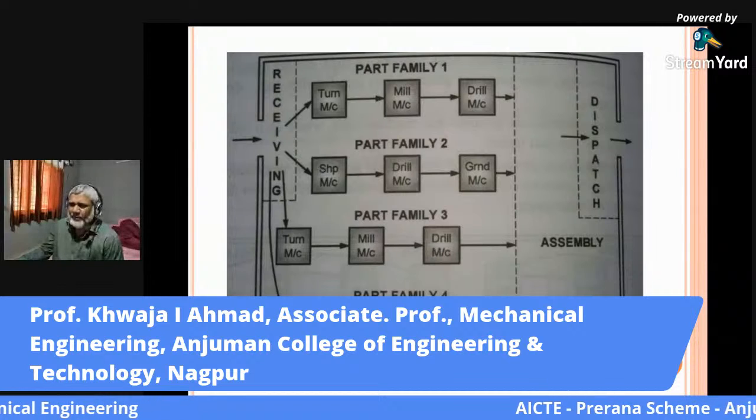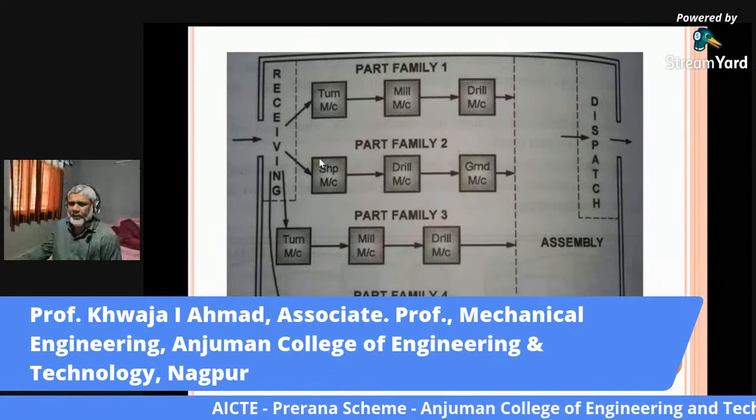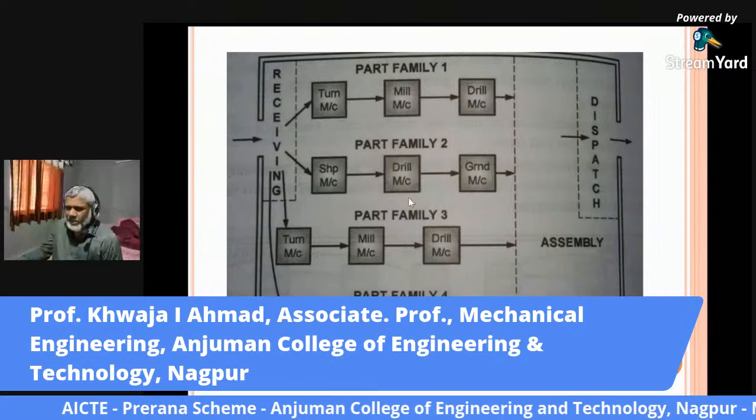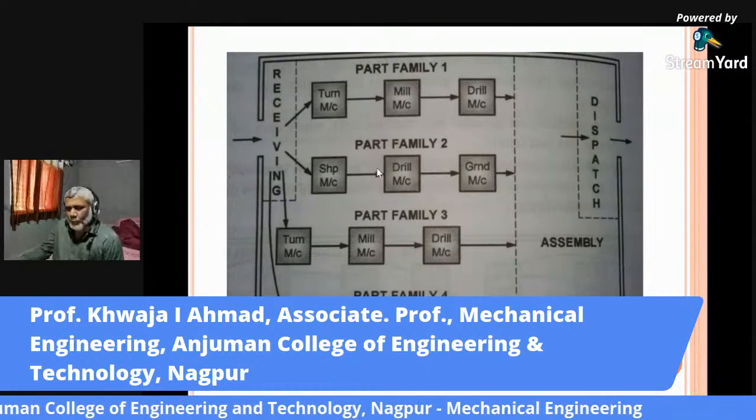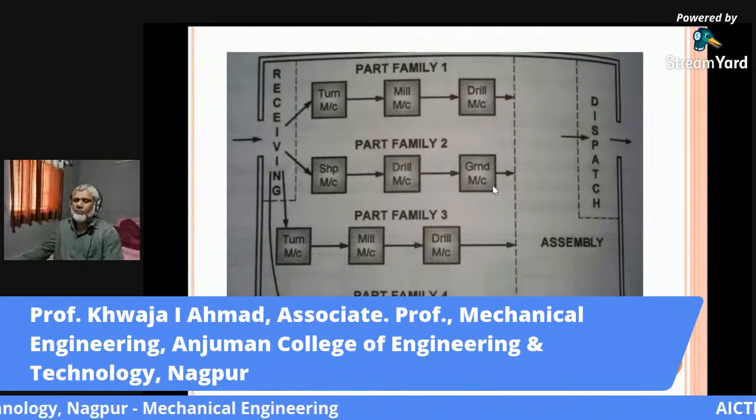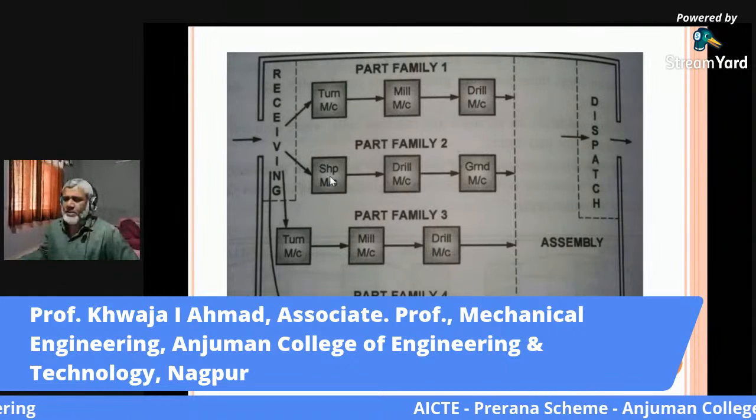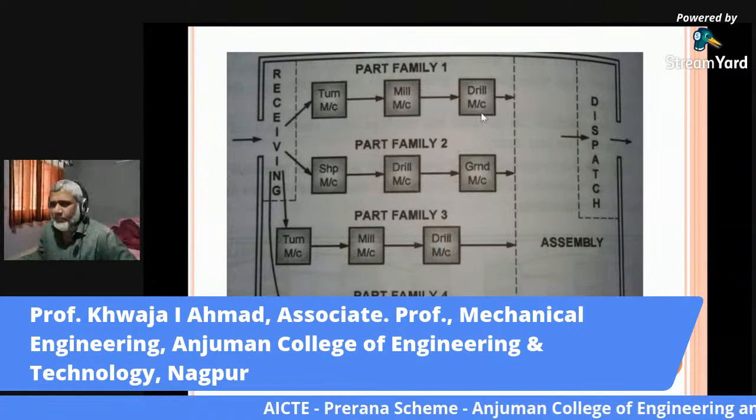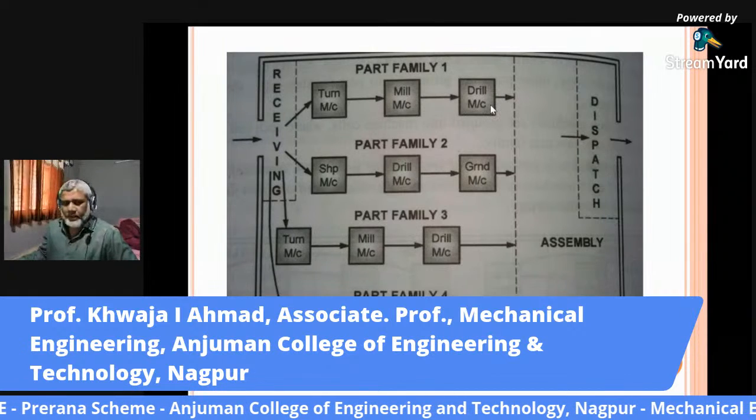Another part family is, suppose here, shaping, drilling and grinding. So those parts which need only shaping, drilling or grinding, or any one of these 3 machines, will be routed through this particular setup of machines or machine cell. So here it is very easy to accomplish the part according to the design.